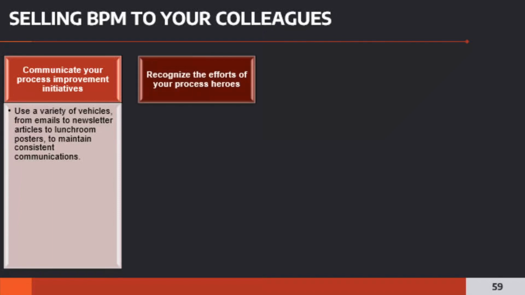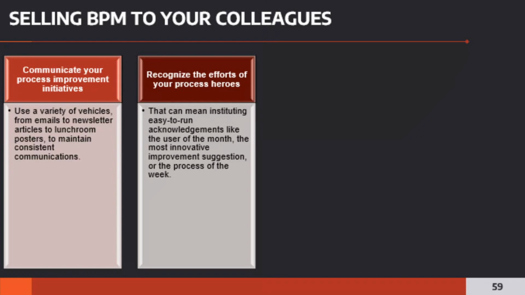The second selling point is to recognize the effort of your process heroes. That can mean instituting easy-to-run acknowledgments like user of the month or most innovative improvement suggestion, right? So if your employees are engaged and their efforts are being evaluated, there's going to be recognition of the efforts of your employees.